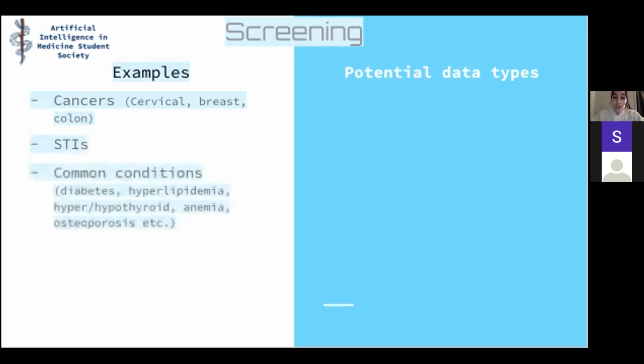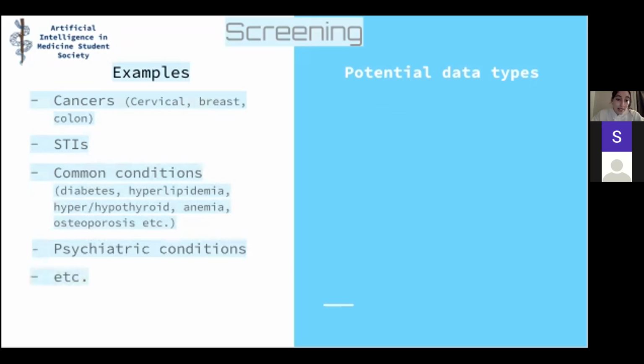Other common conditions are actually routinely screened for in the office. These are things like diabetes, you'll measure an A1C, hyperlipidemia, you can do a cholesterol panel and lipid panel, and all these other things like osteoporosis with bone mineral density and anemia with hemoglobin. And this is a newer initiative, but actually screening for psychiatric conditions like depression and anxiety in high-risk individuals.